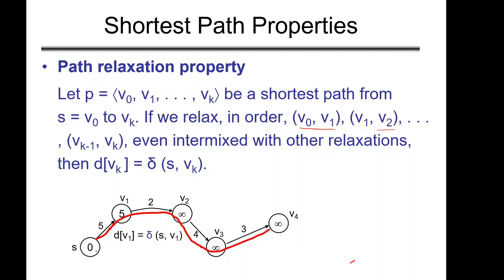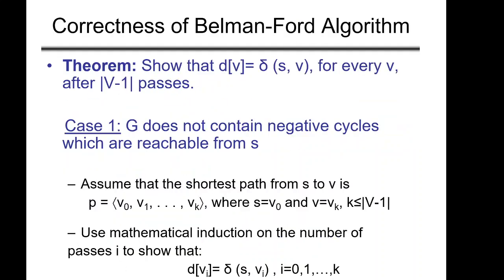So this is the example. From S to V1 we have the shortest path till V1, we have a shortest path till V2, then a shortest path till V3, and then a shortest path till V4. Okay, so if we know that this is the shortest path, you just keep on relaxing all the edges, and you will reach the shortest path distance. Right? Now using all these properties, let's prove the correctness of the Bellman-Ford algorithm.